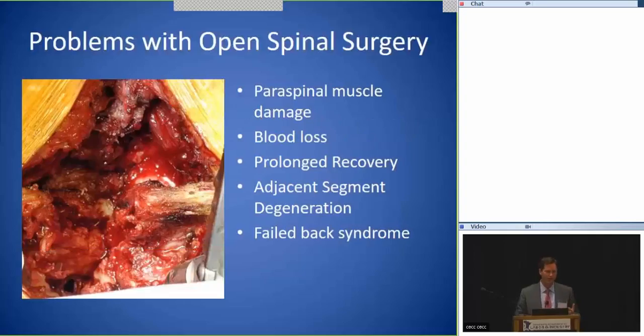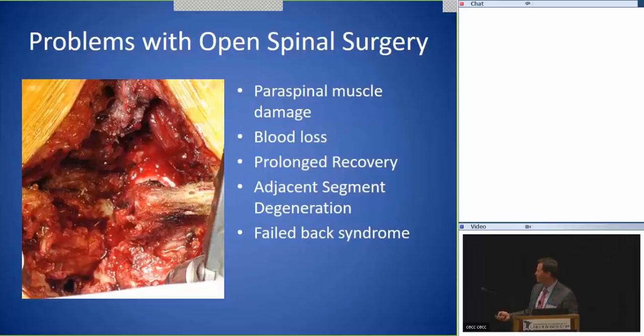Well, why? Well, there are major problems with open spine surgery, right? There's paraspinal muscle damage, you have blood loss, you have longer recovery, other levels wearing out, and this idea of failed back syndrome, which I think is like one of the funniest diagnoses in the world. This means that surgery didn't work, right? It's not actually a diagnosis by itself, although there is a code for it.